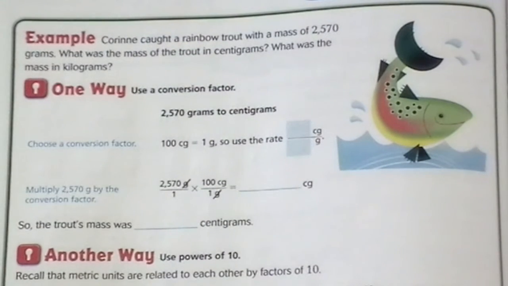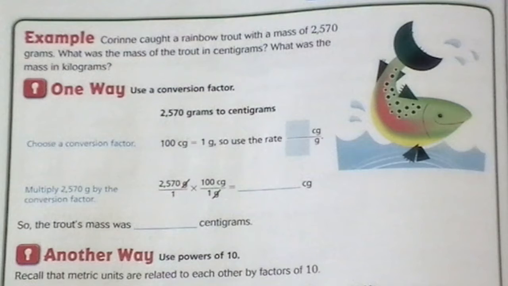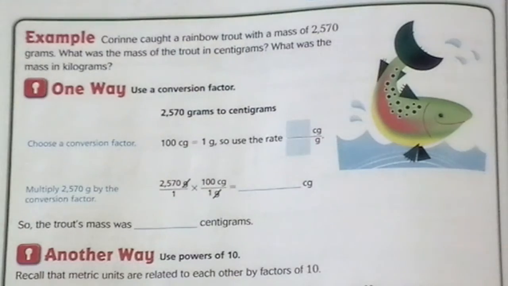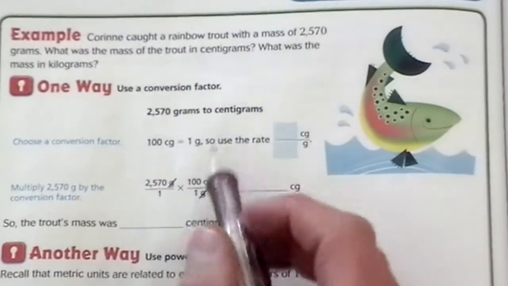Okay, example. Corrine caught a rainbow trout with a mass of 2,570 grams. What was the mass of the trout in centigrams? What was the mass in kilograms? So we're going to convert this two ways. The first way that we're going to convert this is by using a conversion factor and multiplying.